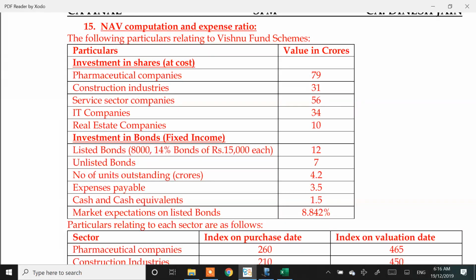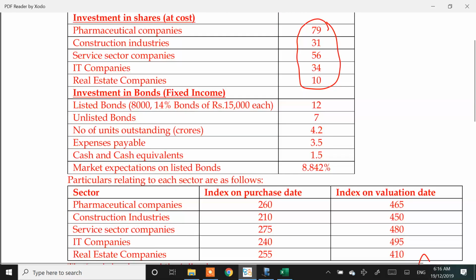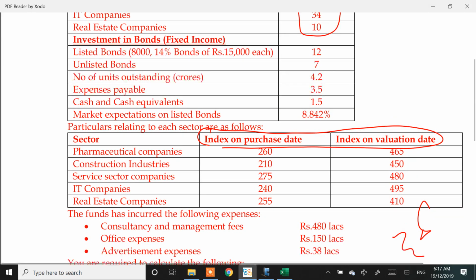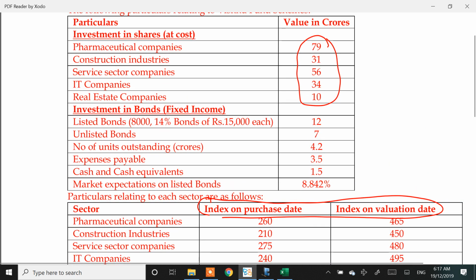Okay, let's understand this question. The following particulars relate to a scheme. Investments in shares are given. These are the cost values. Information to calculate the market value is based on this: index on purchase date, index on valuation date. For example, pharma company 260 is equal to 79 crores. What is 465? That's how you will do the valuation.